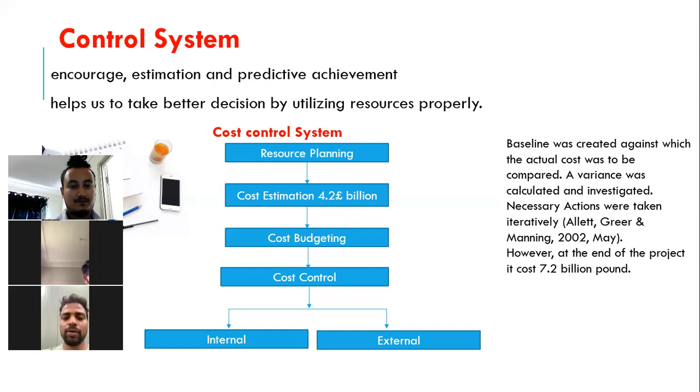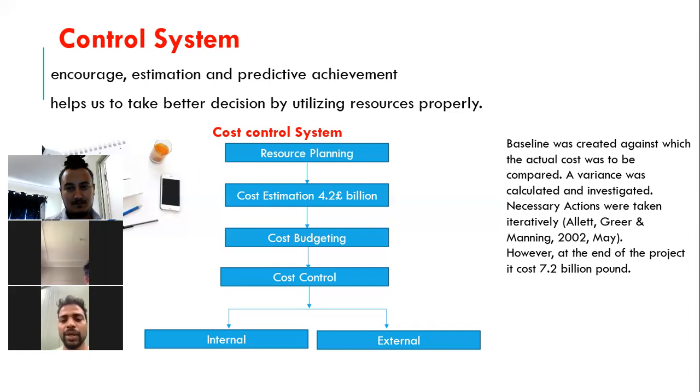First one is the cost control system. Cost control system is also important because otherwise the project goes beyond the schedule and cost overruns. There are some different tools like resource planning, cost budgeting, and cost control methods that are used, and that can be controlled internally or externally by a client or by the stakeholders. This should be controlled, otherwise it overruns the budget.